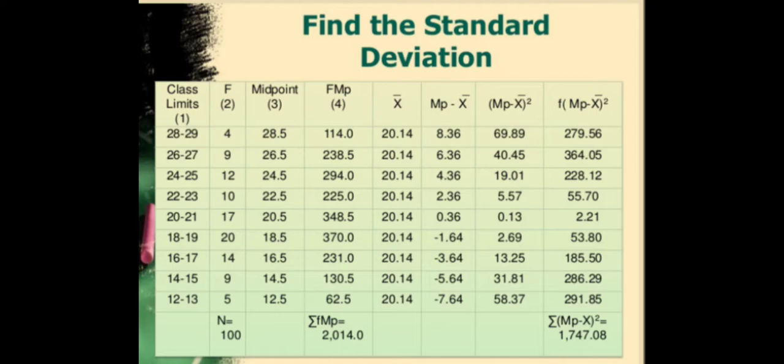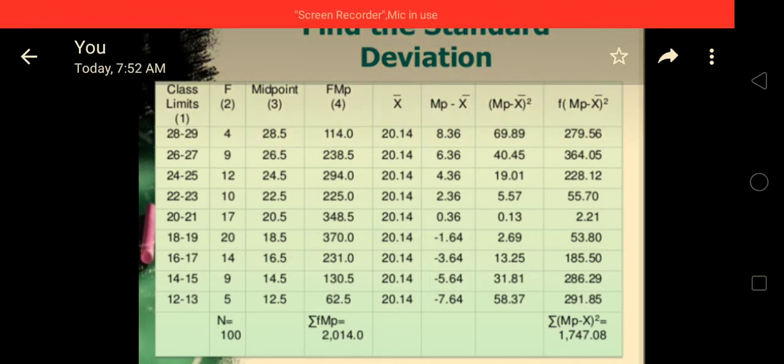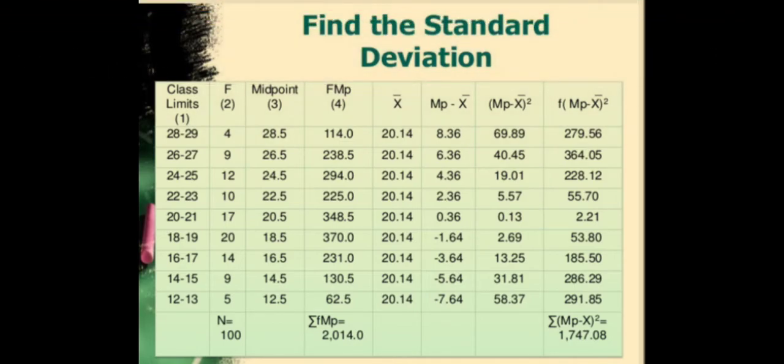28 plus 29 divided by 2, that will be 28.5. 26, that is L1 plus L2 divided by 2. The formula which is applied for midpoint is L1 plus L2 divided by 2. You can apply in all, in last we can apply 12 plus 13, that is 25 divided by 2, 12.5 is the midpoint. Then we have to multiply FMP.